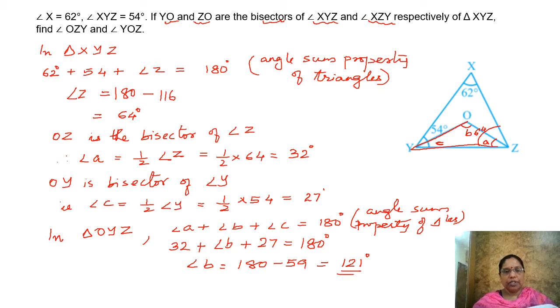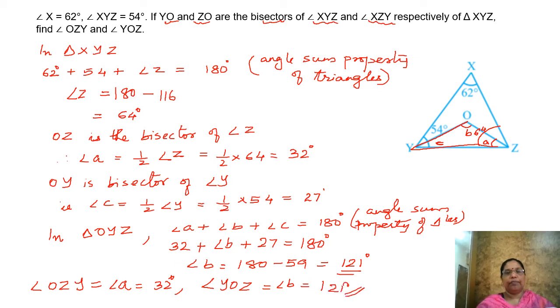Therefore, the question is angle OZY is equal to, OZY is of which one? Angle A. OZY is equal to angle A is equal to 32 degree. And the other one, you are asked to find angle YOZ. YOZ is equal to angle B equal to 121 degree.